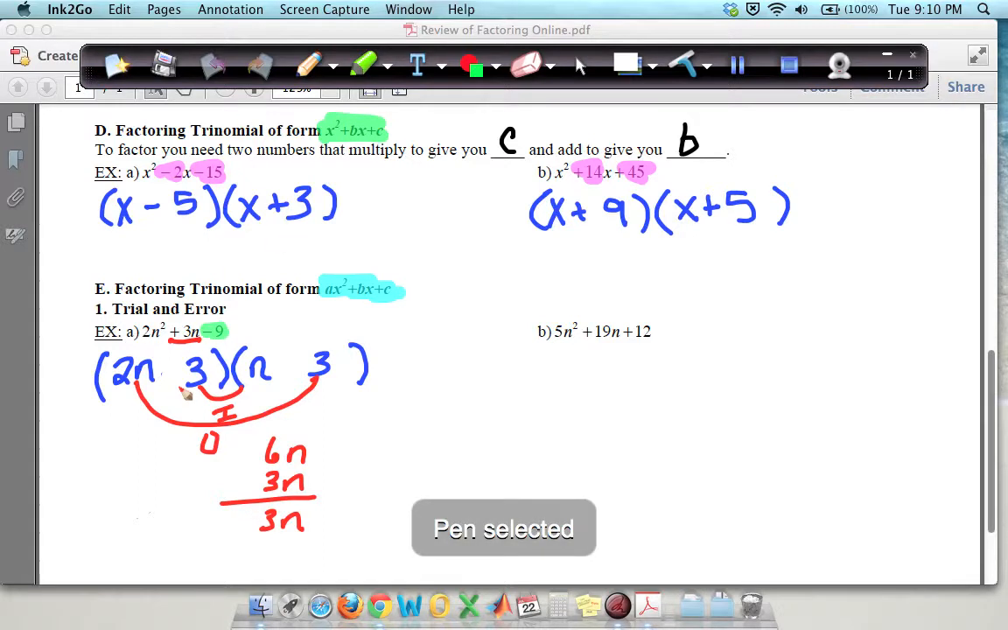Okay, so this is going to become negative, and this is going to become positive. And then when I check, my outside term is positive 6n, my inside term is negative 3n, and that does add to give me the positive 3n I needed. So this is factored now. 2n minus 3, n plus 3.